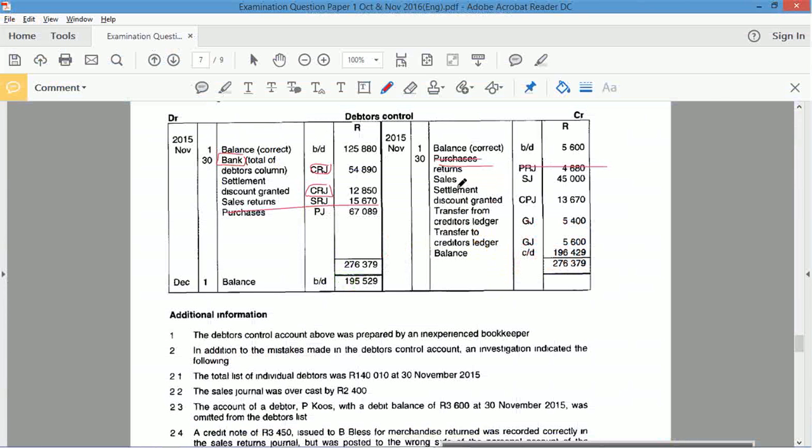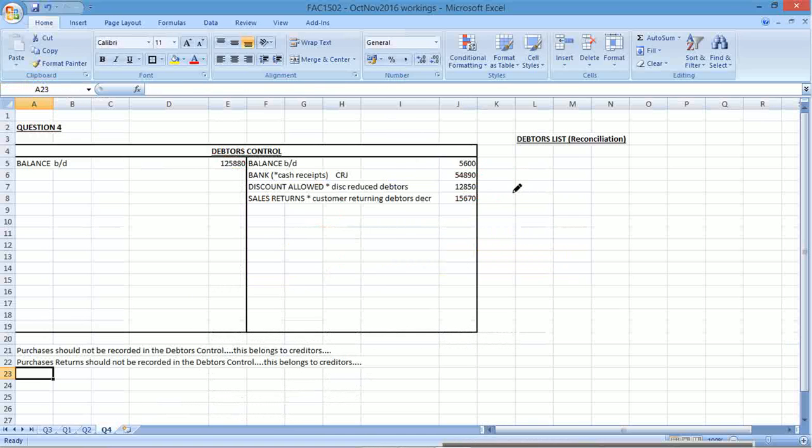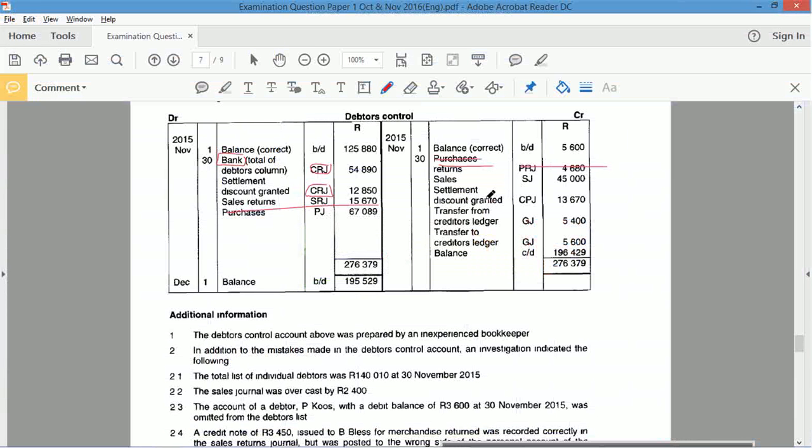Sales should go in the debtors because you sell to your customers. What will sales do to the debtors? Increase. Not decrease. Here they've put it on the credit side. That's wrong. Fix it. Show it. SJ, 45000. Okay, next. Settlement discount.